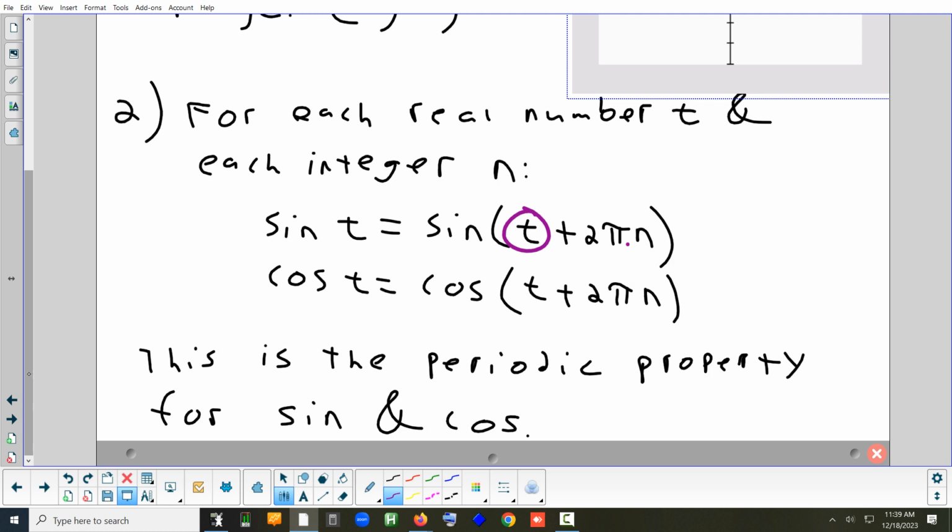Adding and subtracting, n is just an integer. So you could add 2 pi times 1, 2 pi times 2, 2 pi times 3. You can't add like 2 pi times 0.6. You have to go a full revolution. So you can add 1 revolution or you can add 2. You can't add anything in between. It has to be an integer.